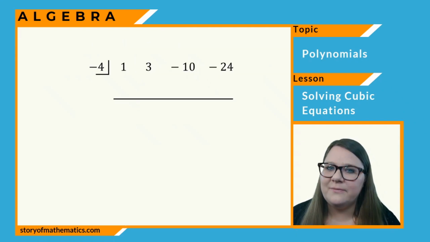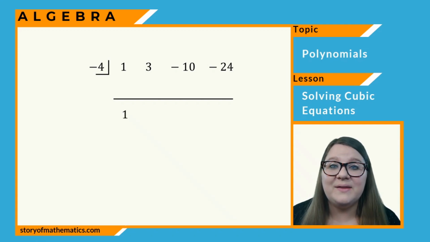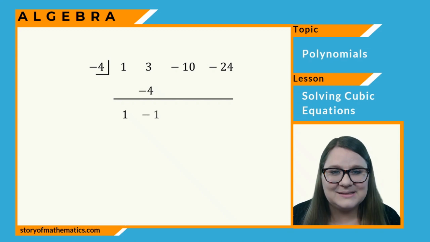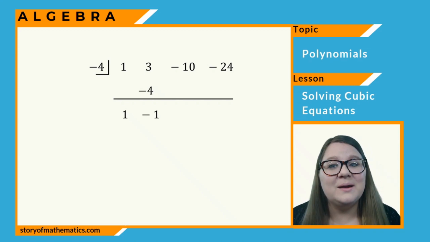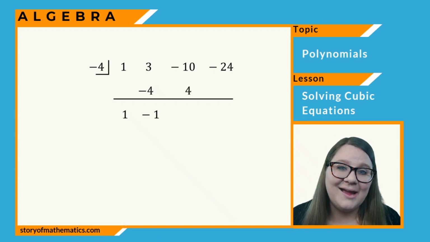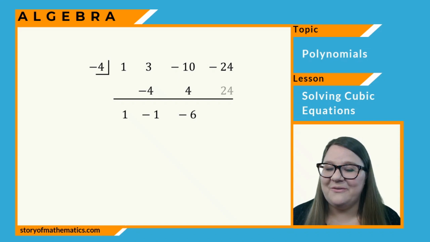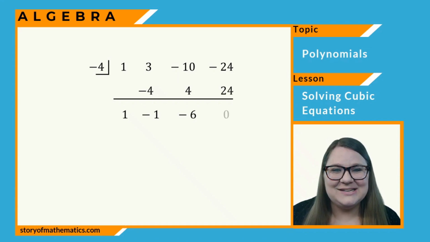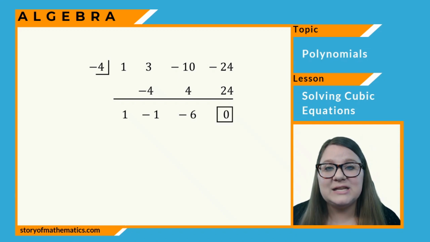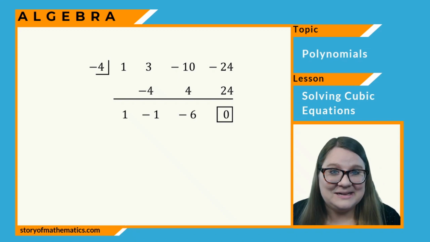Now I'm going to go ahead and perform this division. I'm going to carry down the 1. I'll multiply it by the number in the box, negative 4. Add down, 3 plus negative 4 is negative 1. I'm going to multiply by that negative 4 again to get positive 4. Adding down, I get negative 6, multiply by negative 4 to get 24, and I add down and I get 0. Now, the really great thing here is that you'll see 0 is the remainder, so x plus 4 was indeed a factor, so we did this correctly.